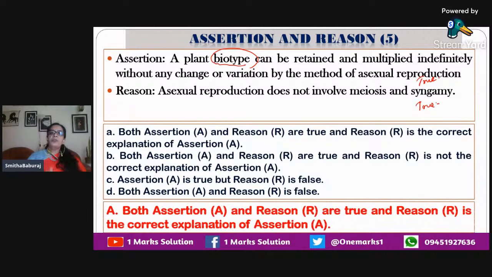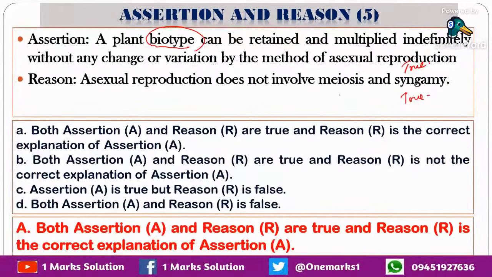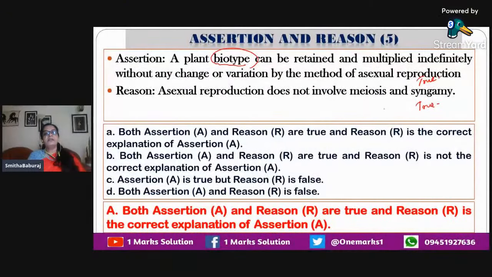Okay, so both statements are true, and the reason is a correct explanation for the assertion. That means, why is there no variation? There is no variation due to asexual reproduction because there is no meiosis, there is no recombination or mix and match, and there is no fusion. So both the statements are correct, and the reason is the correct explanation for assertion.